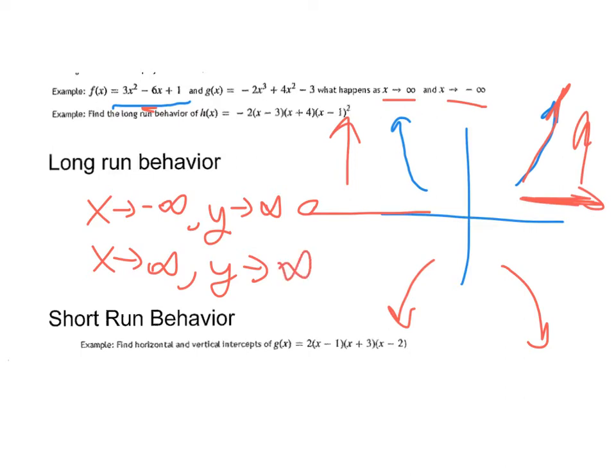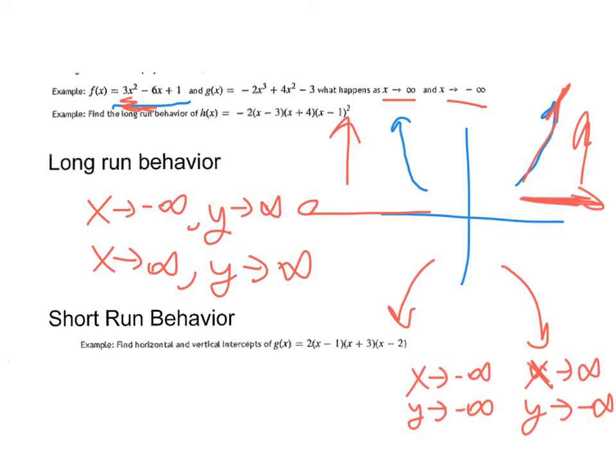If I were dealing with this red graph where it's been reflected, I would say as x goes out to negative infinity, y goes out to negative infinity, and as x goes out to positive infinity, y goes out to negative infinity. They both go in the same direction, okay? So there's that piece for that even degree function.